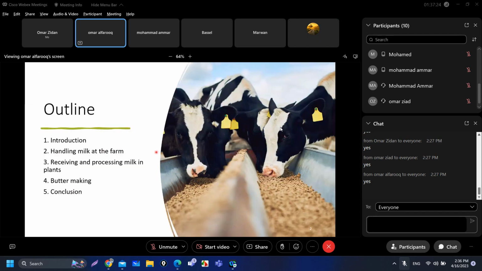Now, moving on to the presentation outline, I will first give you a brief introduction about dairy products. Then I will talk about how we handle the milk at the farm, how we pre-cool it, and how we store it before we send it to the plant. After that, we will talk about receiving and processing milk in the plant itself: what the treatments are, how we produce milk, how we distribute it, etc. Then finally, I will give you one example of butter making, one dairy product production, and the required cooling loads for producing such a product. And finally, the conclusion.